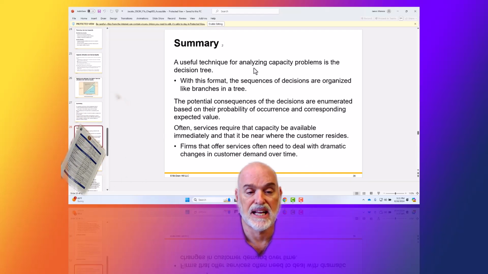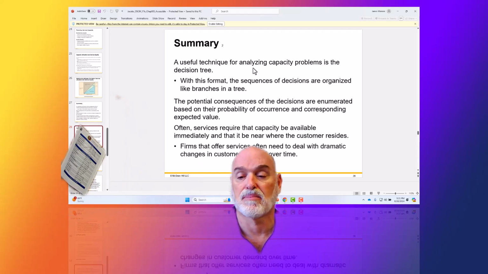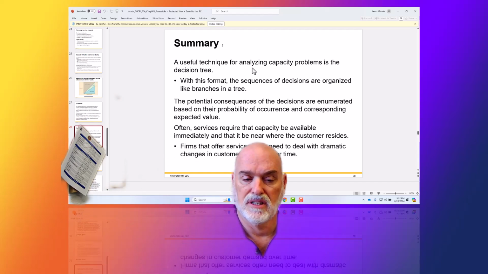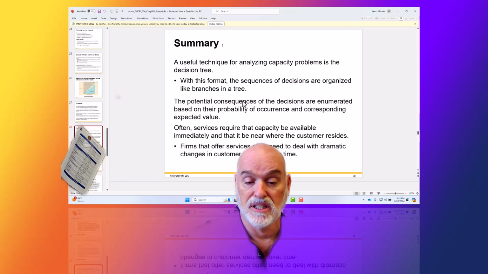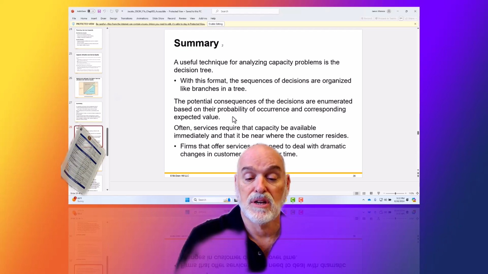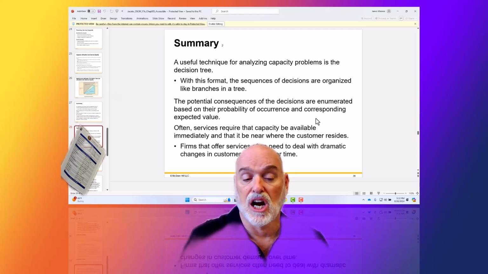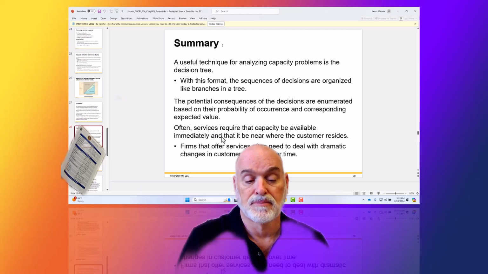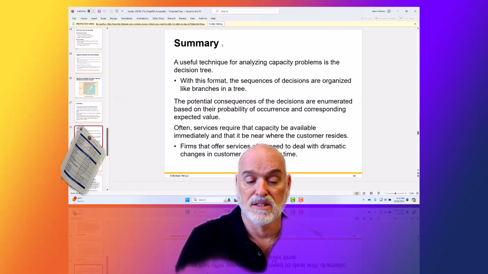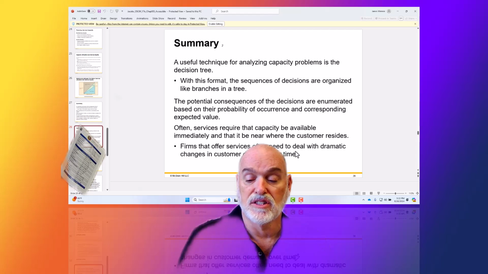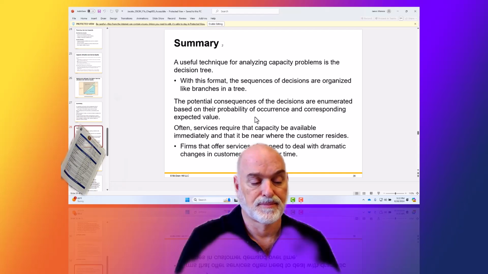And the last of it, a useful technique for analyzing capacity problems is the decision tree. With this format, the sequences of decisions are organized like branches in a tree. The potential consequences of these decisions are enumerated based on their probability of occurrence and corresponding expected value. Often, services require that capacity be available immediately and that it be near where the customer resides. Firms that offer services often need to deal with dramatic changes in customer demand over time.